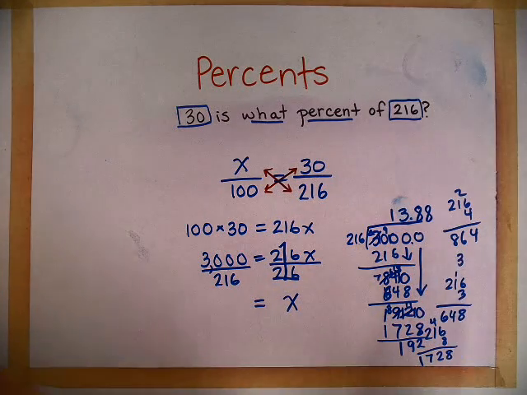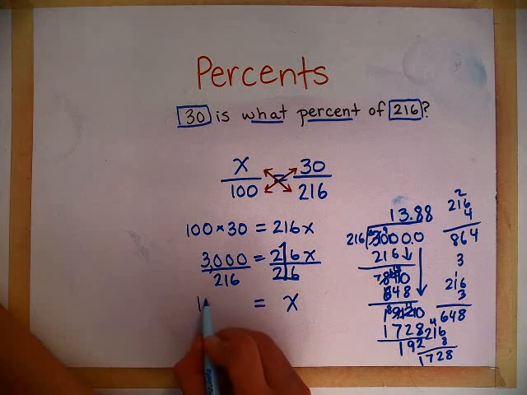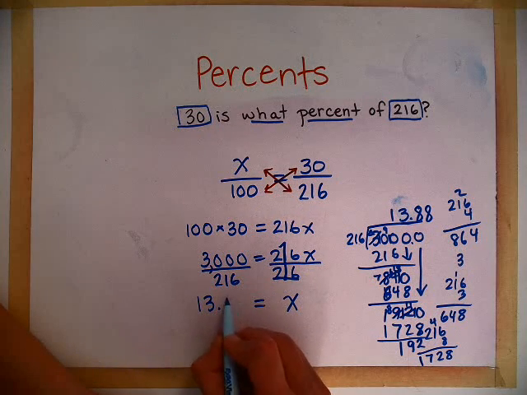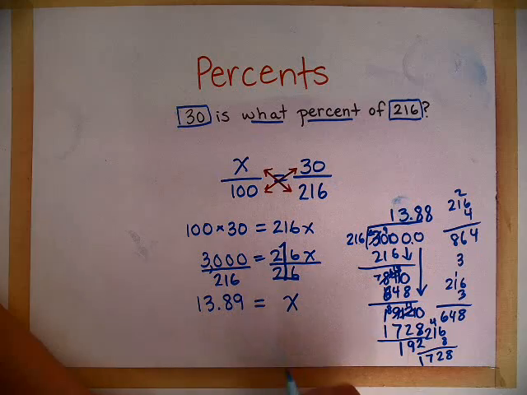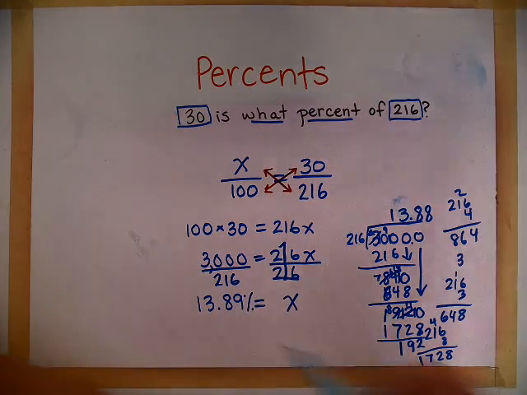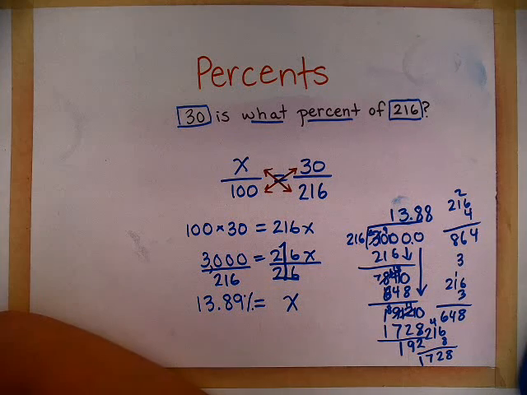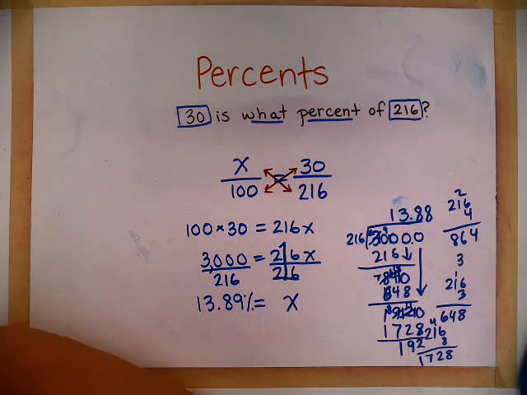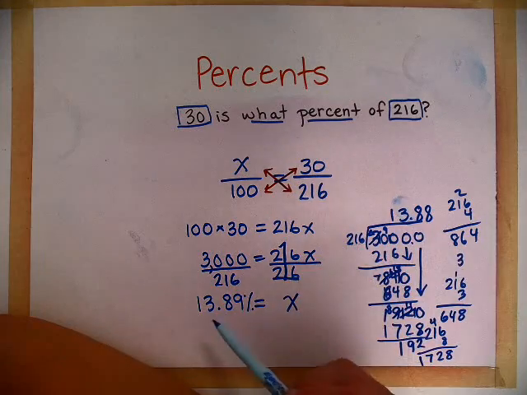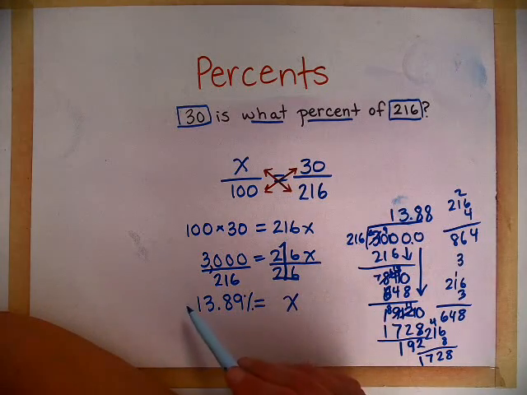so it's going to be 38.8888888 forever. So that means that x equals 13.89. And this is a percent because it's asking us what percent, and we found out what percent. I'm just going to check my math on my calculator really quick and hope that I did it right. I did.